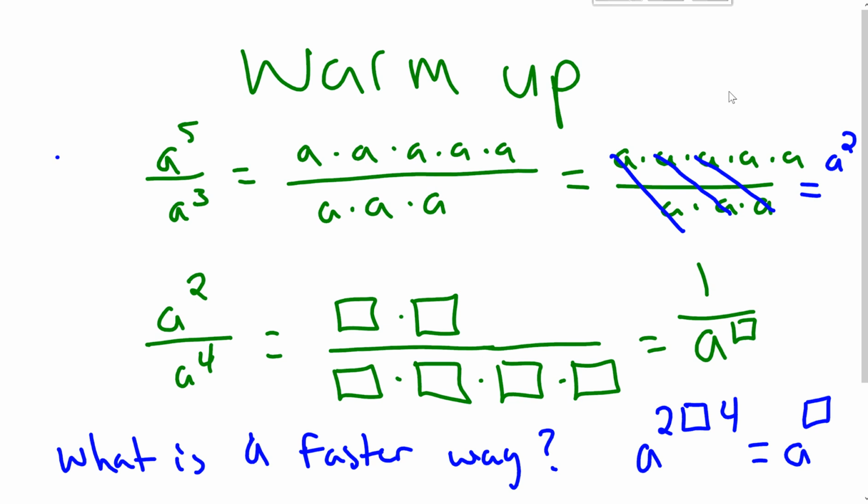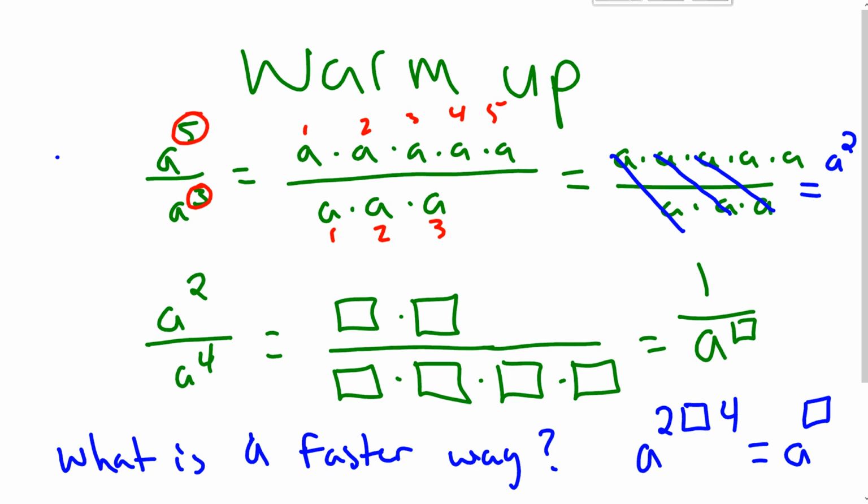So we're looking at learning some new properties of exponents. Here's a little warm-up, just real quick. Exponents mean repeated multiplication. So a to the fifth means I have 5 a's: 1, 2, 3, 4, 5. A to the third means I have 3 a's: 1, 2, 3. And then here I'm dividing all those 5 a's by these 3 a's.